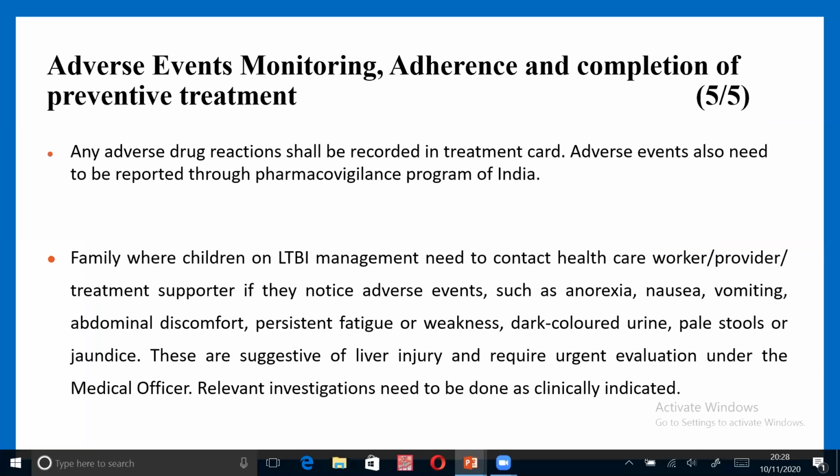So this slide I've already explained. That is, what are the symptoms which we should ask: anorexia, nausea, abdominal discomfort, persistent fatigue, weakness, dark-colored urine, or jaundice. These are all suggestive of liver injury and will require urgent evaluation. But although we are saying these are the symptoms, at the dose of INH and rifampicin in which we are giving preventive therapy, we will hardly see drug reaction. That is what I feel.